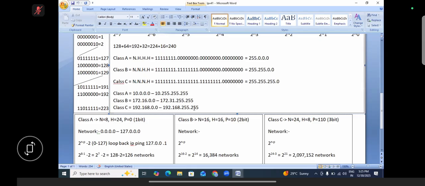This is our private IP range. Private means for internal purpose. If you use the ipconfig command, you are going to get only these kinds of IP addresses. Okay, I hope you got it.